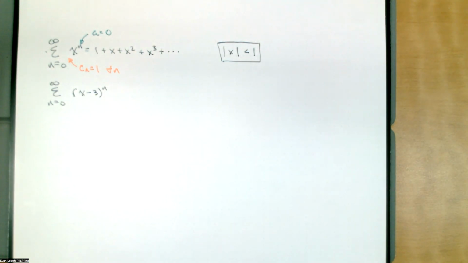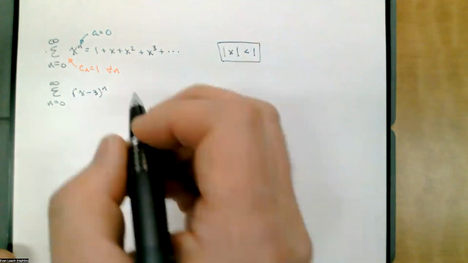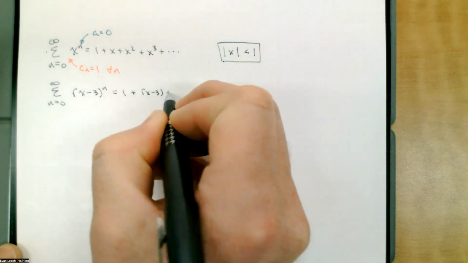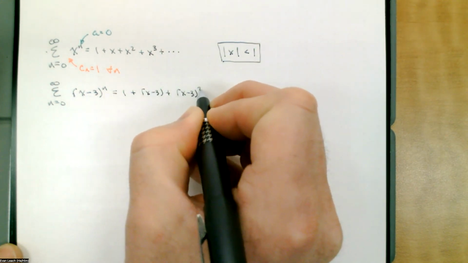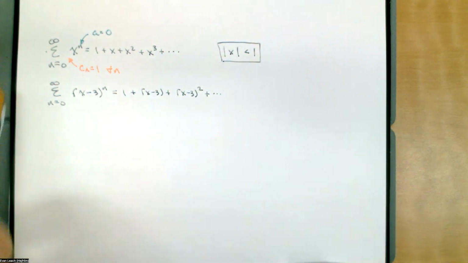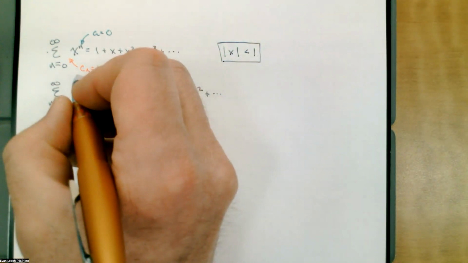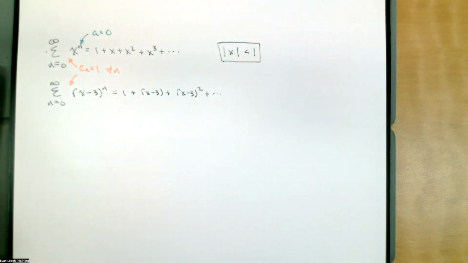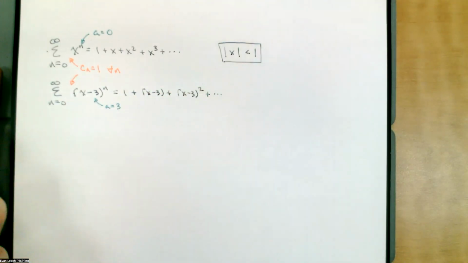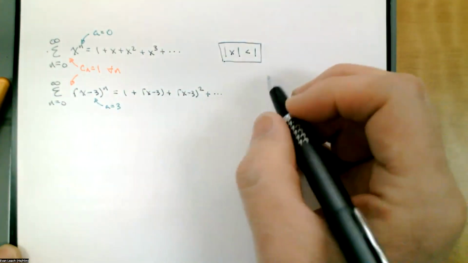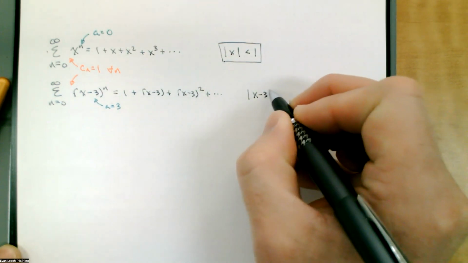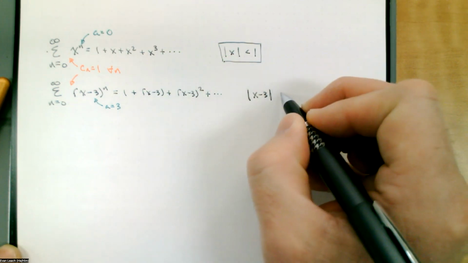I'll move the center over to 3. So we get 1 plus x minus 3 plus x minus 3 squared, and so on. Our coefficients haven't changed, but our center is now at 3. Our radius of convergence, our interval of convergence, is just the absolute value of x minus 3, the common ratio, since this is geometric.